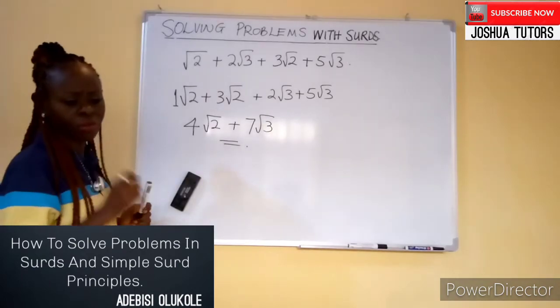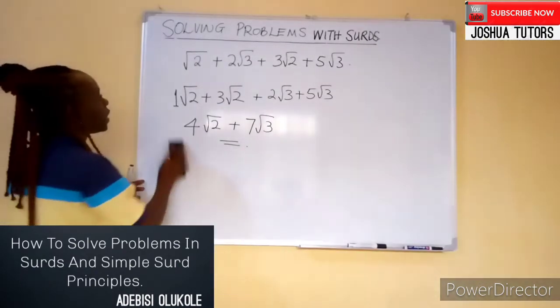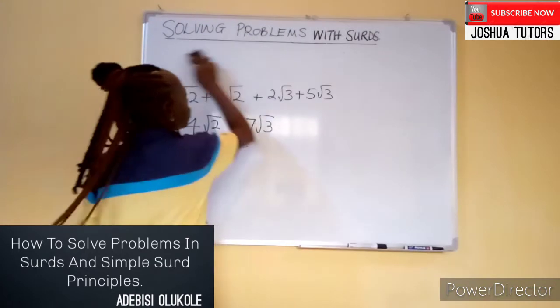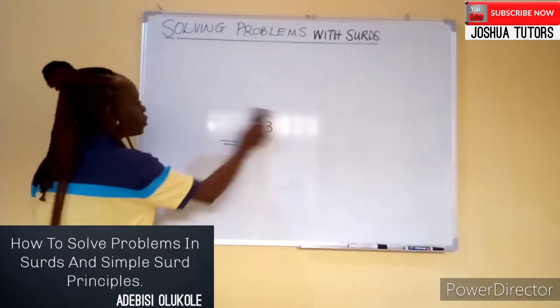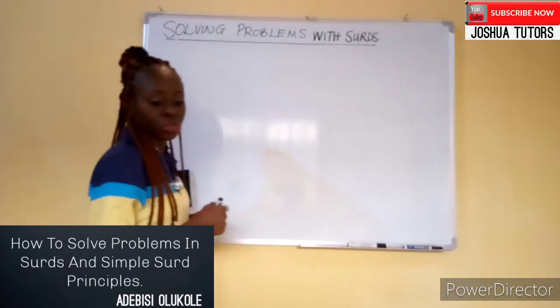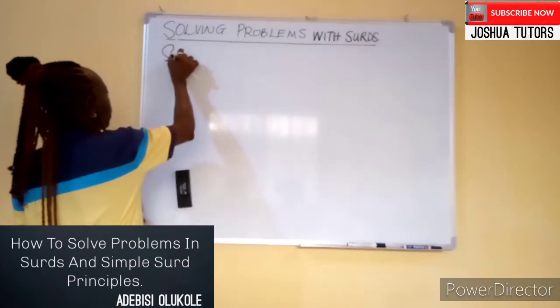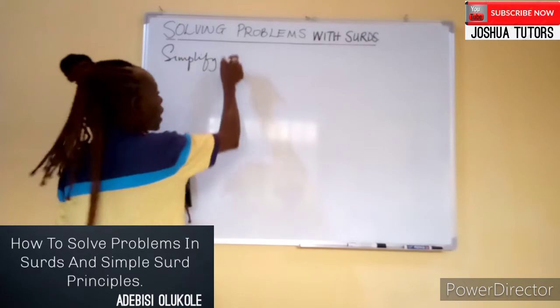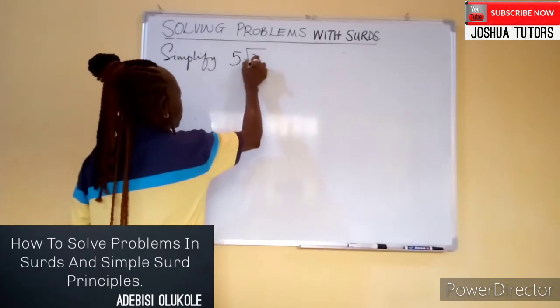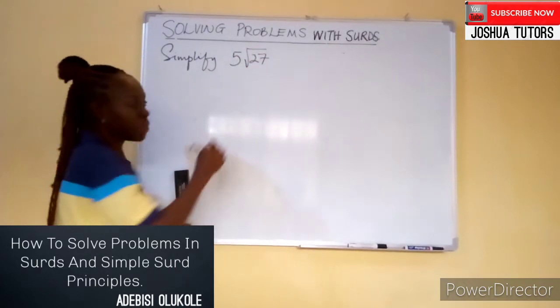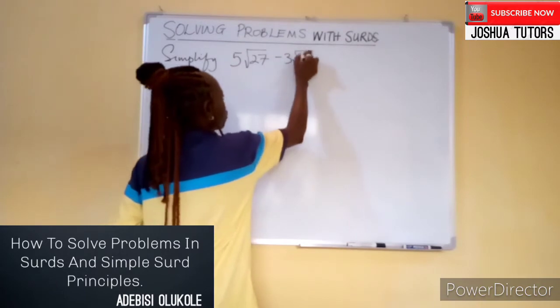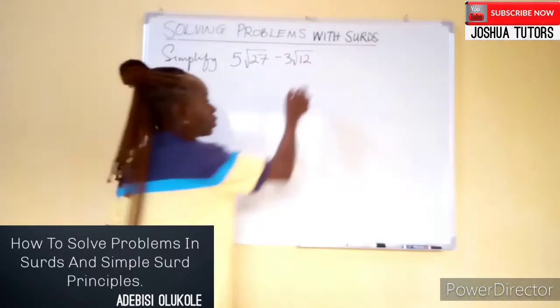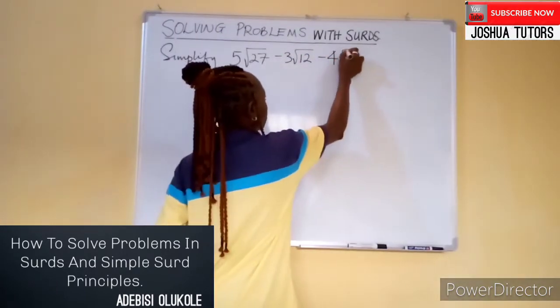Okay, so let's solve some questions in simplifying surds. I'm going to take an examination question. You find this kind of question in the exam, what do you do? So simplify. I have 5 surd 27 minus 3 surd 12 minus 4 surd 3.